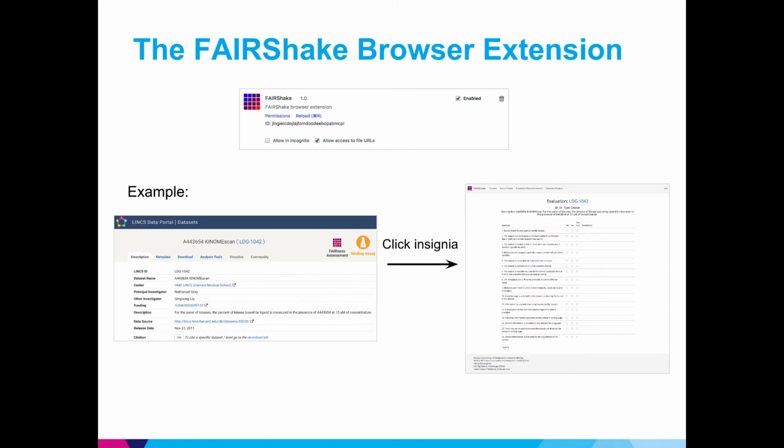The FAIRShake extension adds the fairness insignia for a digital object on top of the digital object's appropriate homepage. I have implemented the extension for a number of websites, including the one you see here, which is a links dataset page. By clicking on the insignia, visitors are taken to the fairness evaluation form through the FAIRShake website, where they'll be able to submit an evaluation for that digital object.